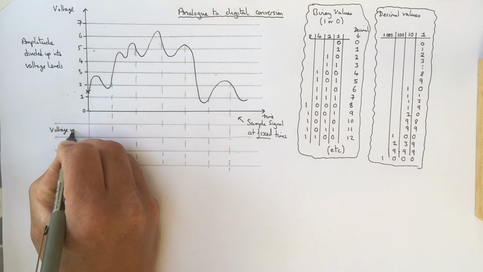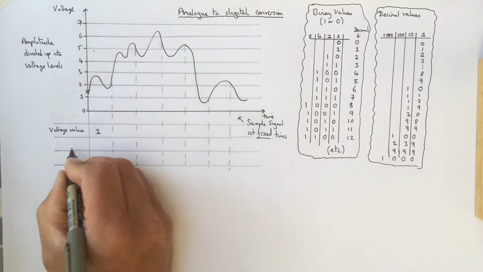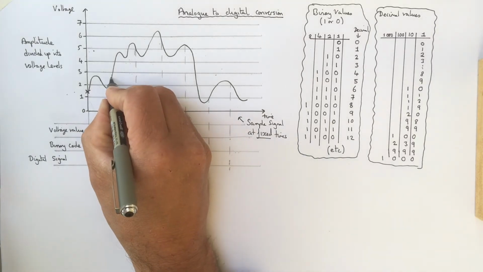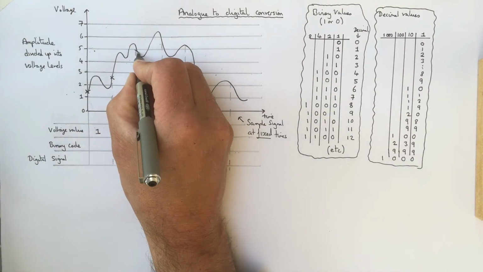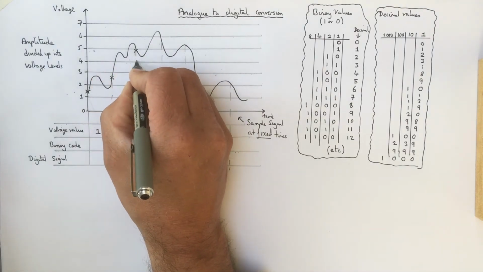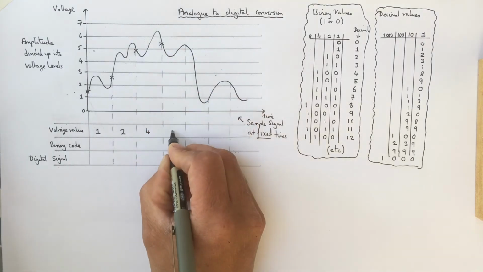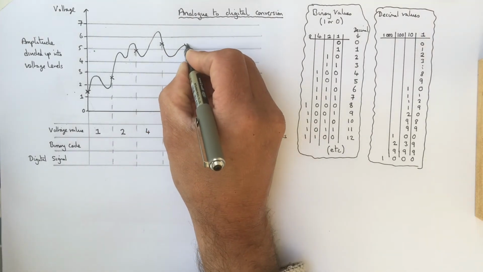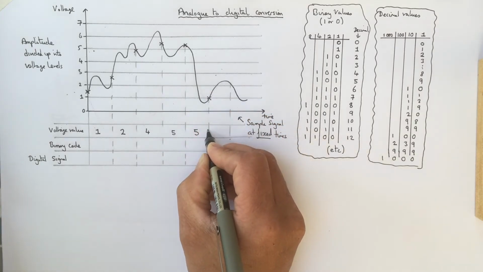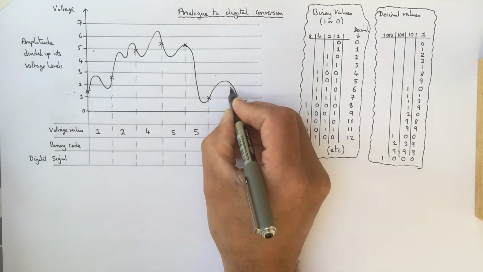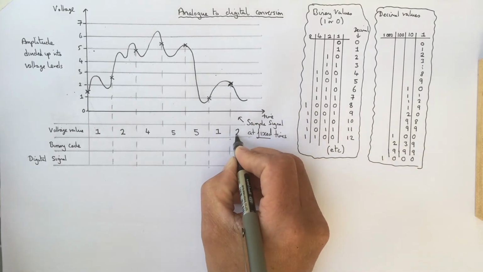So the first sample at time 0 would be a value of 1. The next sample is 2. If we sample again at the next time interval, that is 4. Again, at the next equal time interval, we have a value of 5. And the next time interval again, we have a value of 5. Then the next time interval, we have a sample value of 1, and then the next time interval we have a sample value of 2.